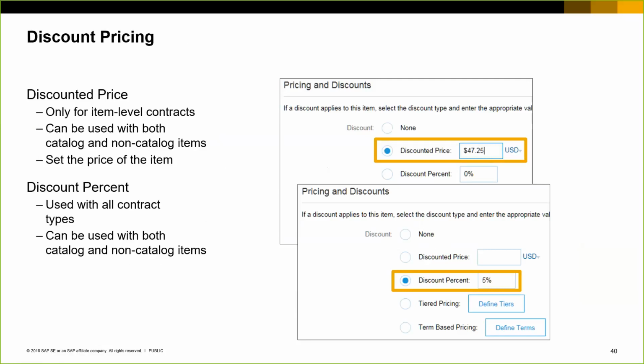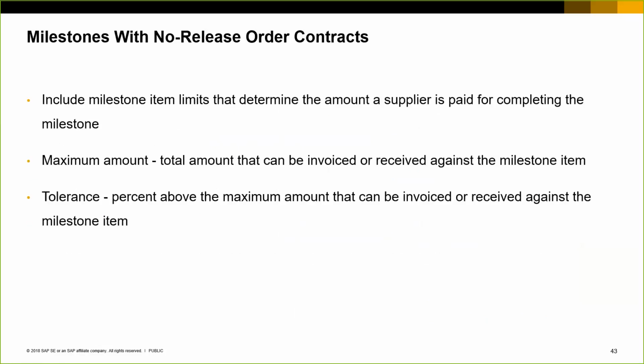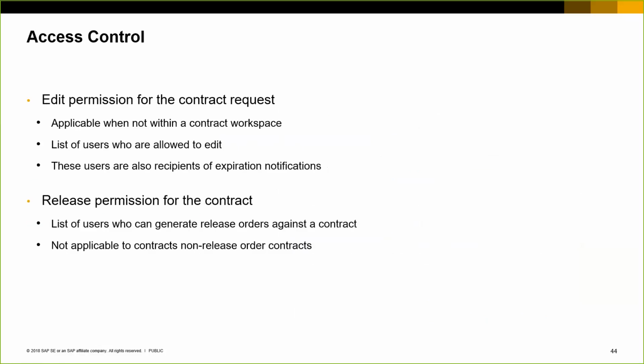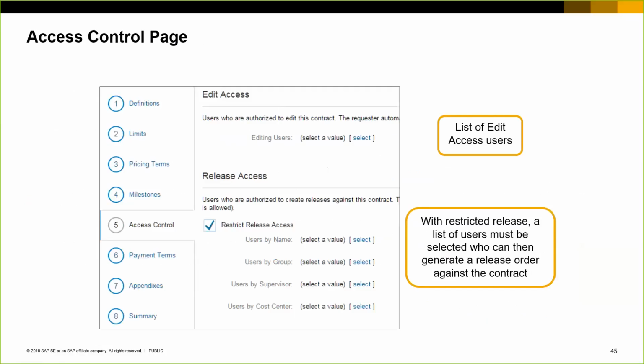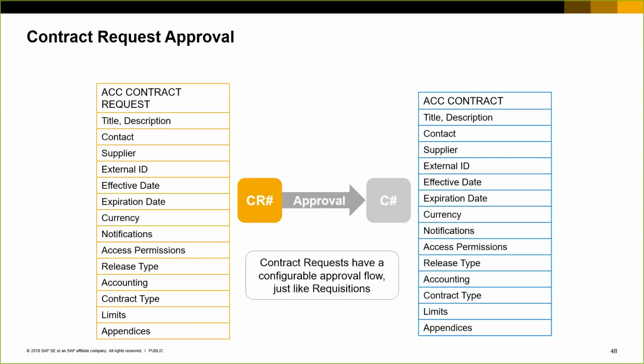Discount pricing, we showed and talked about this, right? Percentages and prices. Milestones, we talked about those, with releases and with no releases, and the access control. We didn't really see a lot of this only because I didn't put a release on here, but we did have the access control as to who could actually edit, and I put that in as myself. So we saw the access control. When you do have the release, this is what it looks like with a release. Okay. Talked about payment terms, appendices.